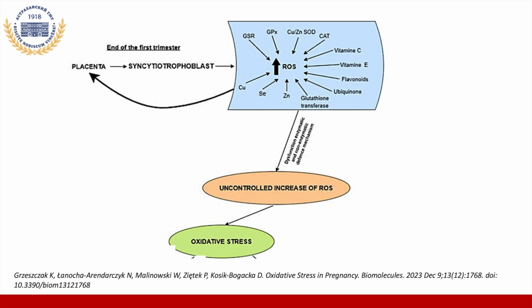At the end of the first trimester, when the placenta is fully formed, there is a threefold increase in oxygen concentration, which leads to increased levels of reactive oxygen species, mainly in the syncytial trophoblast. Under physiological conditions, these processes are tightly controlled by the body as a result of enzymatic and non-enzymatic antioxidants.